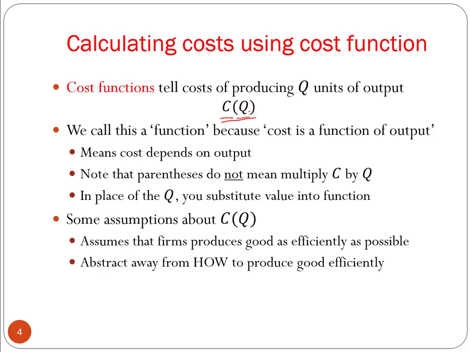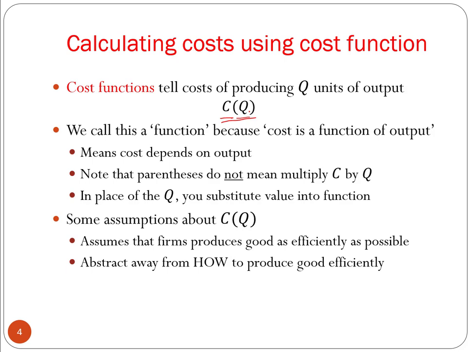We make a few assumptions about this cost function. The first thing is we're assuming that the firm produces the good as efficiently as possible. So, for example, if you're making ice creams, you don't buy ice cream and then throw it away at the end of every day. You buy only the ice cream that you need, and you don't end up wasting things. You don't end up throwing cones on the floor, for example. You do things as efficiently as possible, so you don't hire workers who just sit around and do nothing. And this is the assumption we usually make.